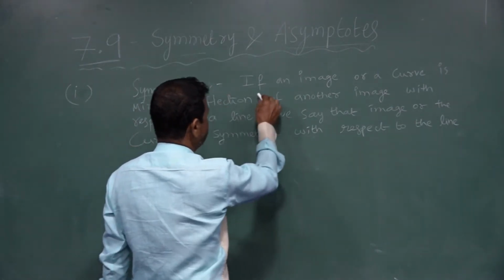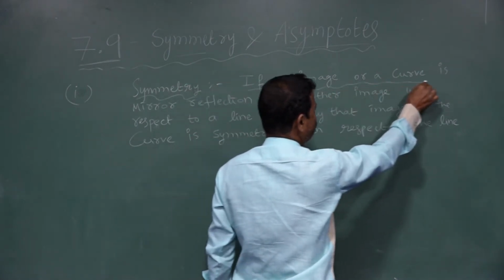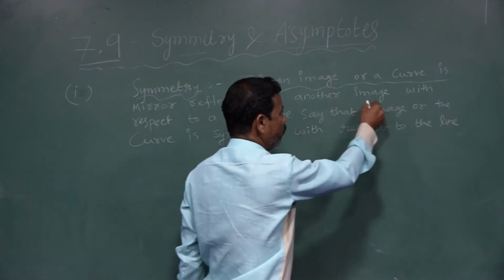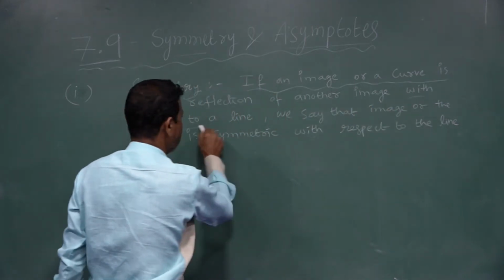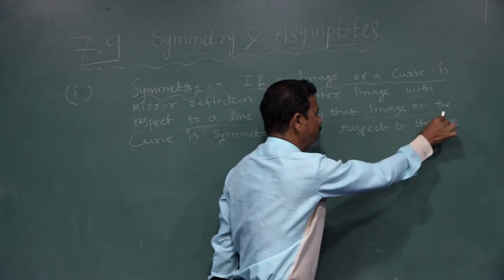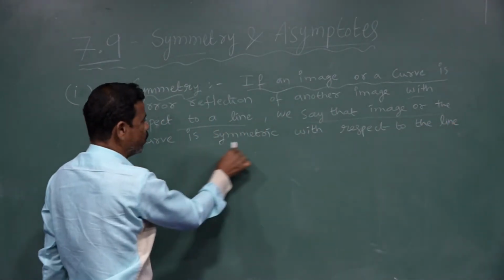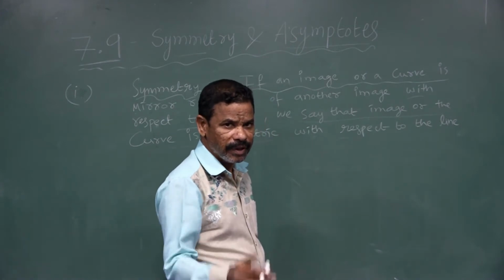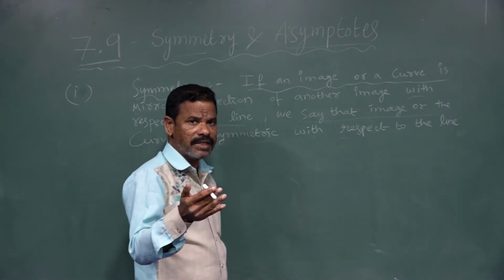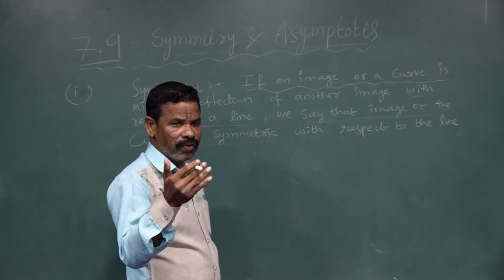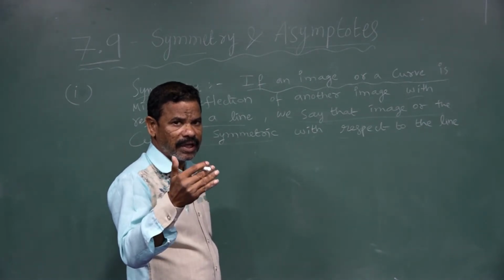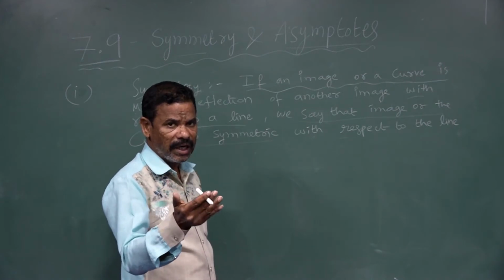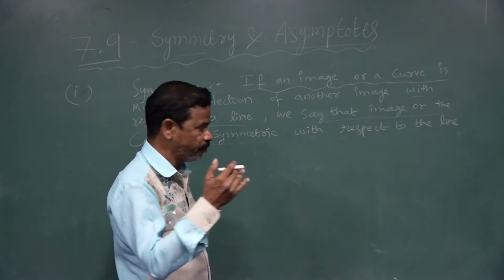Symmetry means that if an image or a curve is the mirror reflection of another image with respect to a line, we say that the image or the curve is symmetric with respect to the line. For any curve, we consider its image with respect to a line. That line is called a symmetric line.